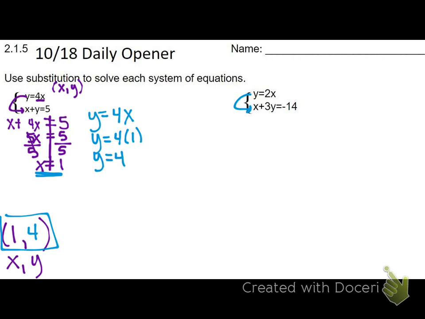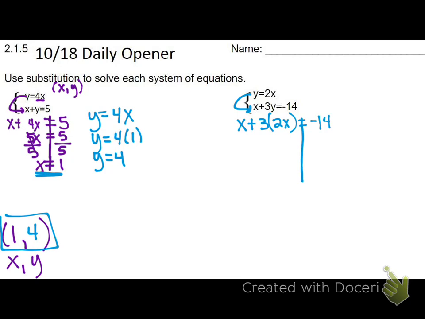So which variable am I substituting for right now? Okay, so x plus 3. And you told me I'm substituting for y. So what do I put in place of y? 2x. Then what? Equals -14. Okay, so now I have my equation. Do I need the parentheses this time? You don't. Okay, so what do I do first here?